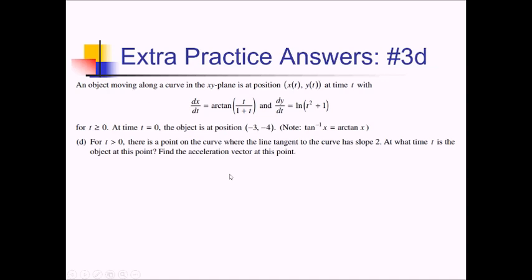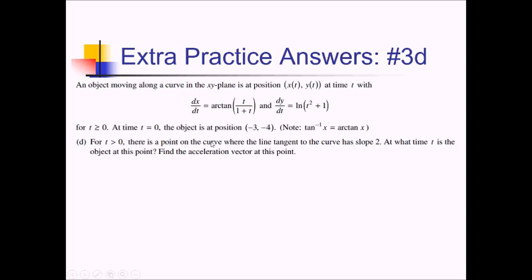For this last part of the problem, they're going to make us do a little more work than they did on the first 3 parts. So for time t greater than 0, positive times, they're telling us there's a point on the curve where the tangent line to the curve has a slope of 2. Okay, we'll take their word for it. We want to know at what time t the object is at this point. So basically find the t where dy over dx equals 2.